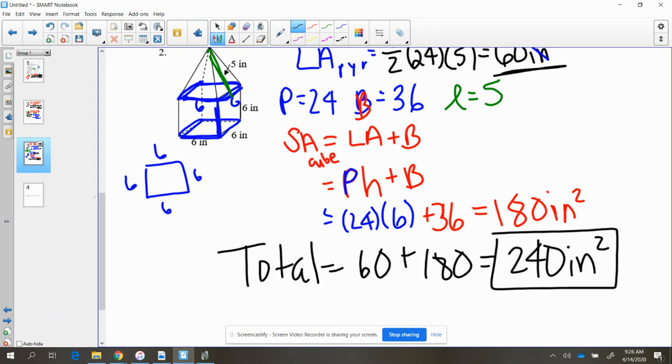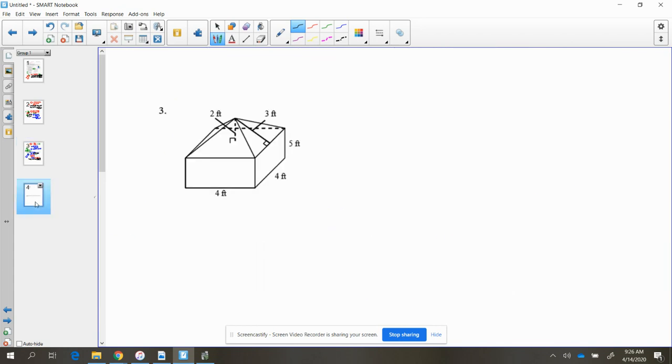It's a little bit of work on that guy. All right, our last example of the day then is talking about example 3 here.